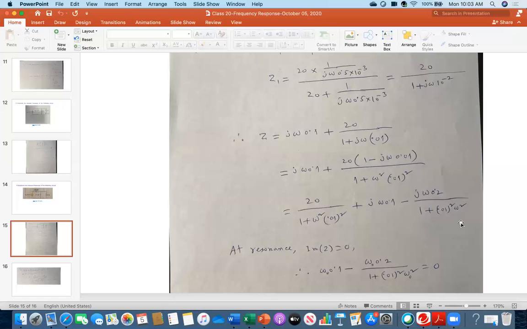Does your Z look like this one? As I said, I have written here 0.01 squared. You might write 0.001. Other than that, it should be in that format.